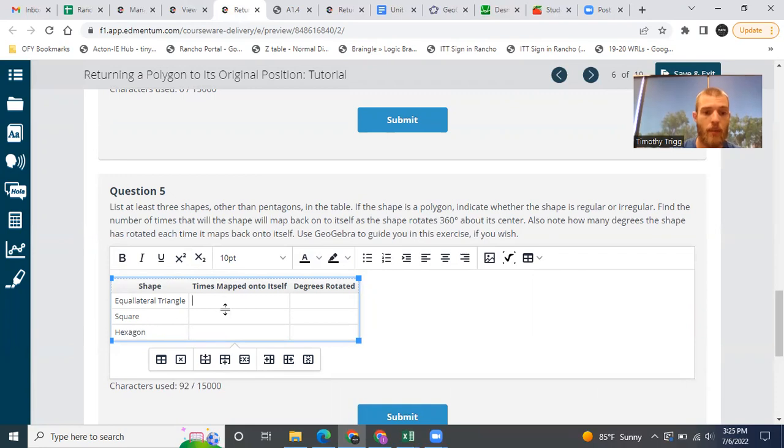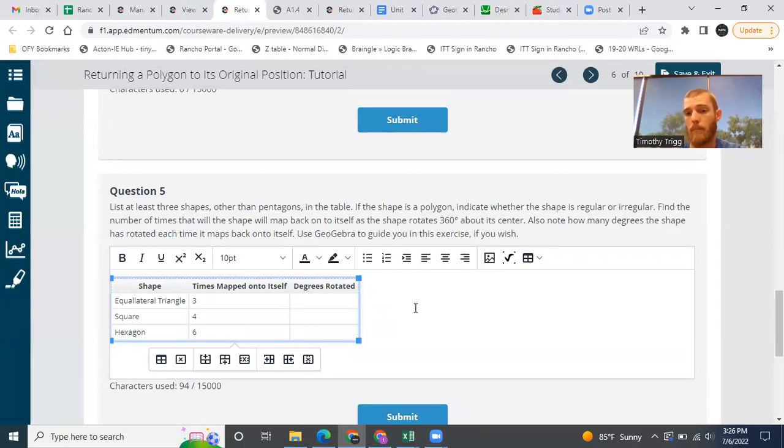Okay, so how many times will it map onto itself? Well, an equilateral triangle has 3 sides, 3 angles, so there will be 3 angles of rotation to map onto itself. What about a square? A square has 4 sides, 4 congruent angles, so it maps onto itself 4 different times. And for the hexagon, 6 sides, so what do you think it's going to be? Yep, 6 times it can map onto itself.